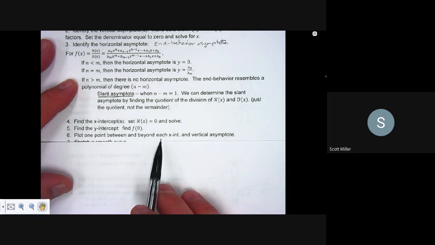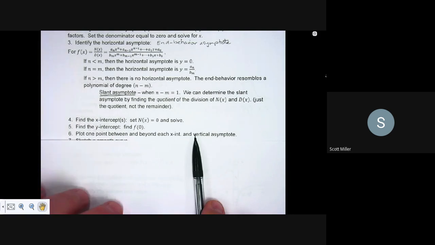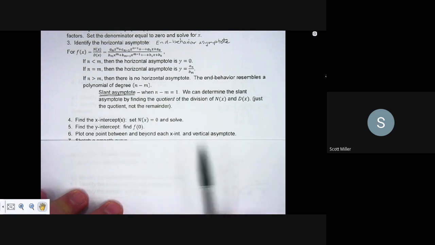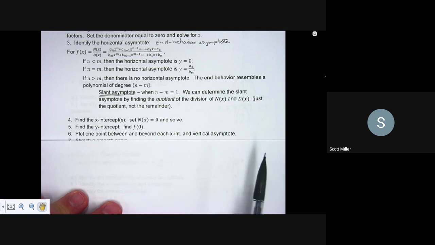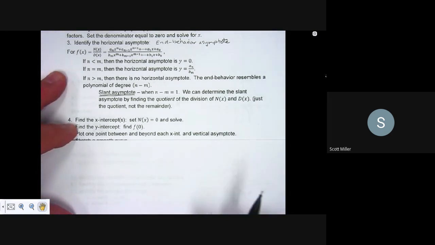Once we do that, we're going to plot 1 point between and beyond each x-intercept and vertical asymptote. So in our table, in the simple one, we found the vertical asymptote. We did 2 numbers above and 2 numbers below. In this particular case, in our table, we're going to put every vertical asymptote and every x-intercept, and we're going to find values in between those. So there may be more numbers in our table than we had previously, but we want to make sure that we have the right shape.